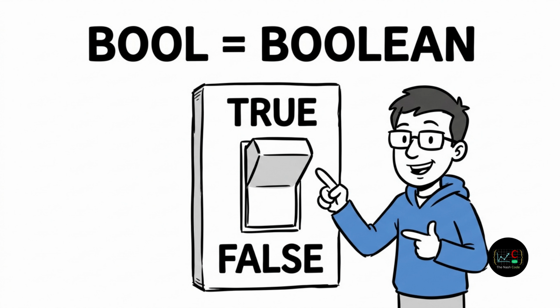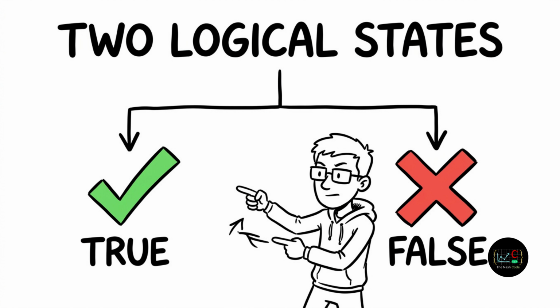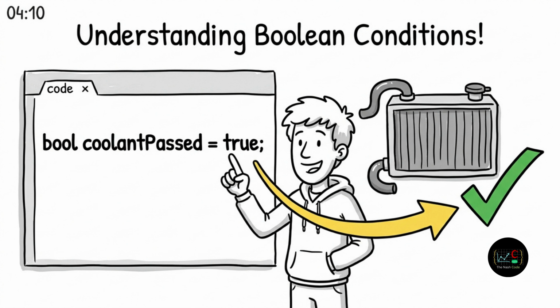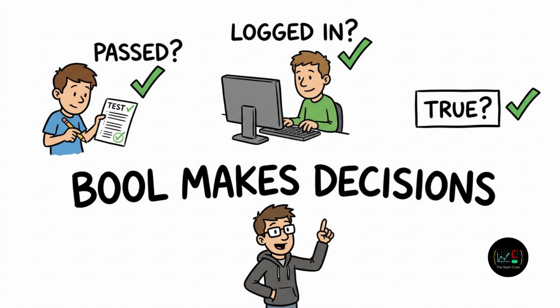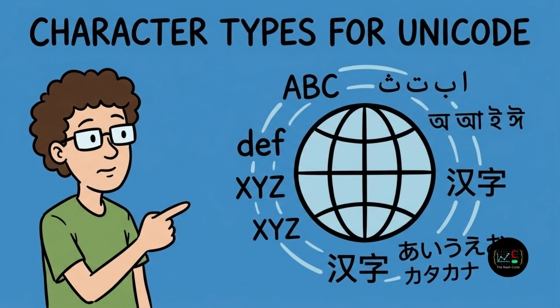Bool means Boolean. A bool represents one of 2 logical states, true or false. For example, coursePassed = true. A bool is commonly 1 byte, although its exact size is implementation dependent. Bool is extremely important for decisions such as checking whether someone passed, whether a user is logged in, or whether a condition is true.